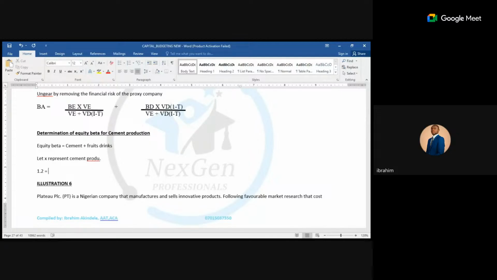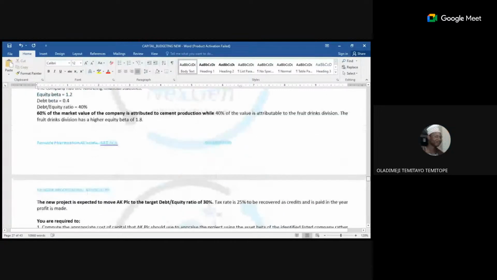Now, 60%. 60% of what? 60% of X times X, plus, how many percent is for food drinks? 40%, right? 40%. 40% of, they've given us the food drink equity beta there: 1.8. The food drink division has a higher equity beta of 1.8.